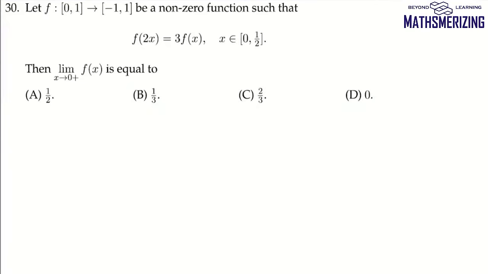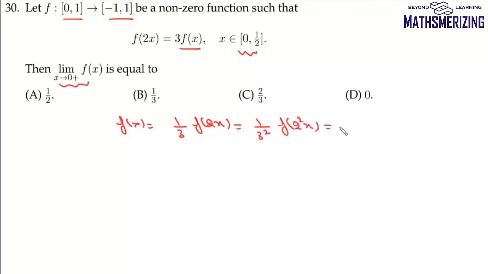Now question number 30: we are given a function from (0,1) to (minus 1,1), a non-zero function such that f(2x) is equal to 3f(x) when x lies between 0 and 1 by 2. We need to find the limit as x tends to 0 positive of f(x). Now what we'll do is we can write this f(x) as 1 by 3 f(2x). Now we can write f(2x) as 1 upon 3 square into f(2 square x), and if we continue the iteration, we can write this as 1 upon 3 to the power n times f(2 to the power n times x).